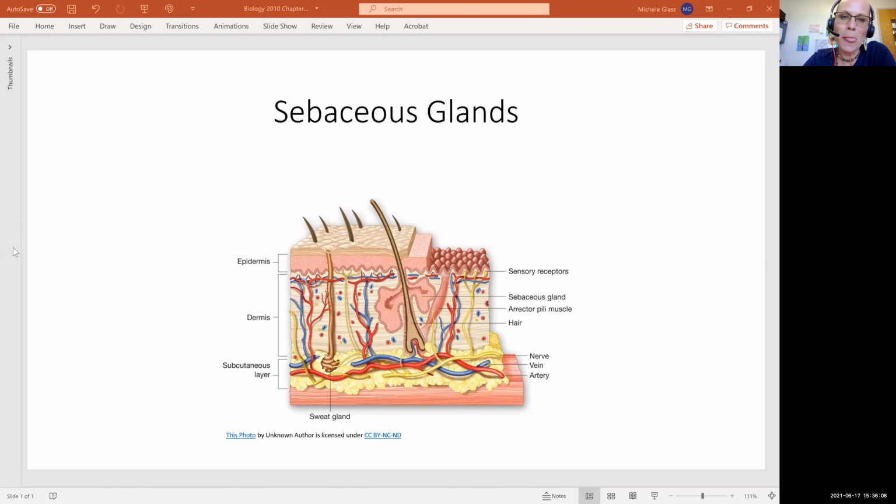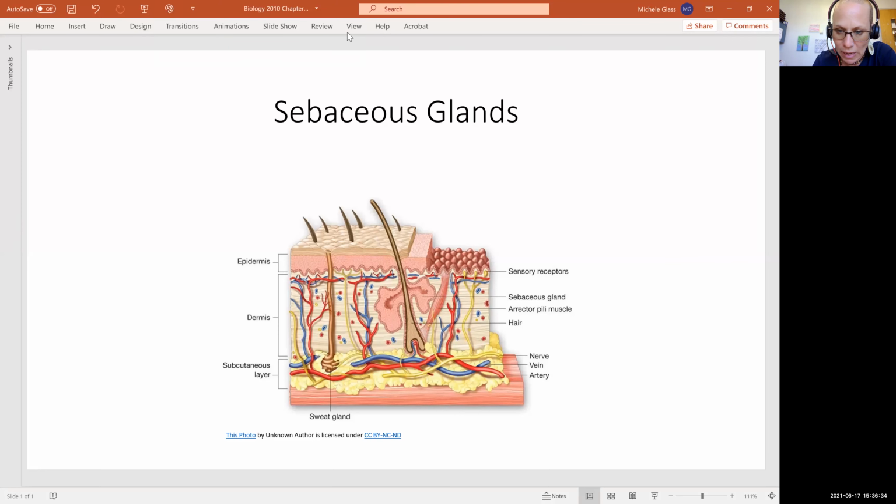Michele Glass here. And in this video, let's pick up where we left off by looking at the sebaceous glands. And that last drawing was, you know, leaving something to be desired. And so I thought, well, let me go ahead and pull up a picture just off of the Google. So thank you, Google, for this image.